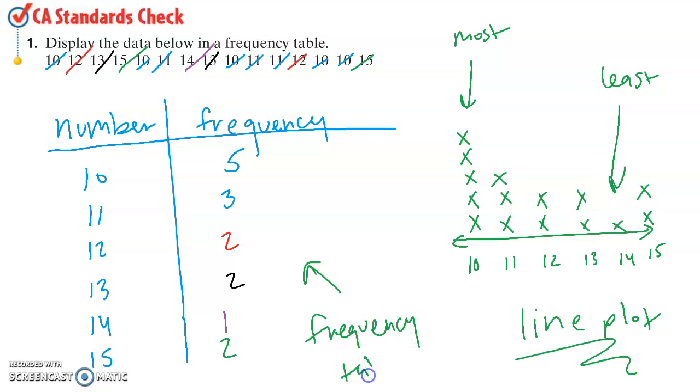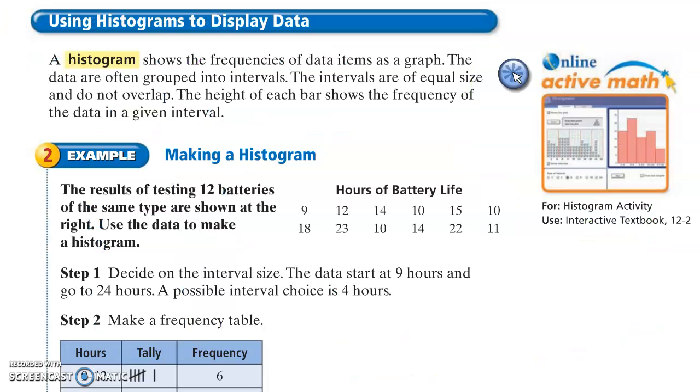Frequency table. Cool. All right, the last thing we should talk about in this lesson are the use of histograms. A histogram shows the frequencies of data items as a graph. And again, I guess the goal for this lesson is to take numbers and make them more appealing, more easy to understand, and putting them into a picture might be better.